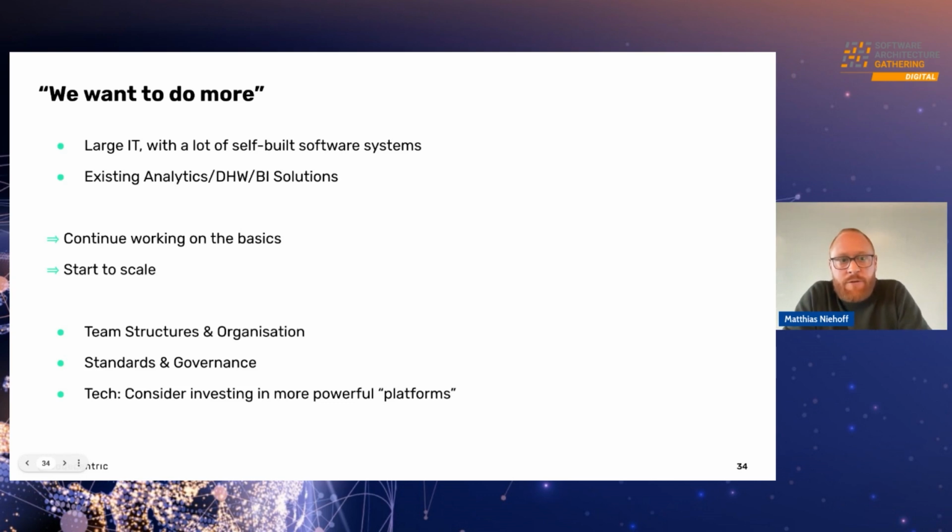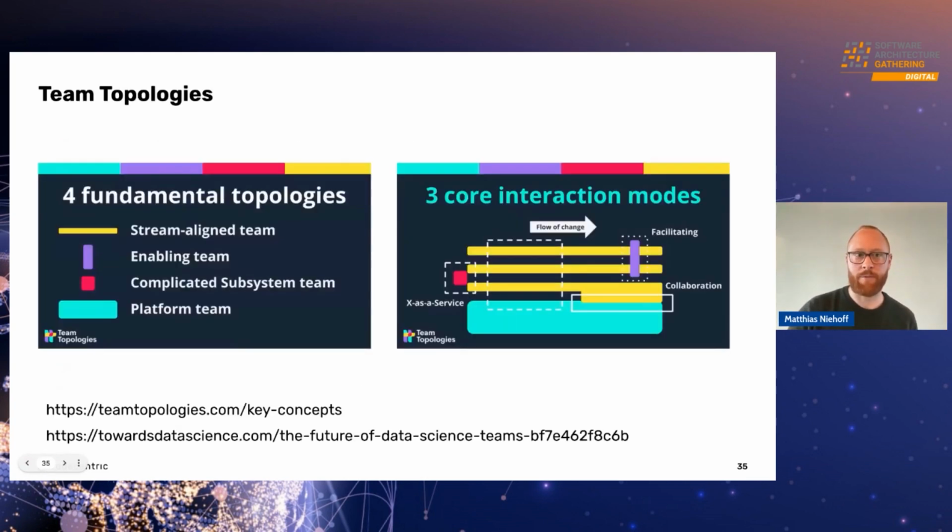But here, if you start to scale, you maybe think about decentralizing. You think about other team structures, organizations. You're thinking about how to do standards and governance. And you might think about more powerful platforms, not only a cloud DWH. You want to do all the machine learning stuff and Python and all this stuff, and a DWH is mostly SQL. Snowflake has also Python engines, yeah. But you maybe want to have more powerful platforms.